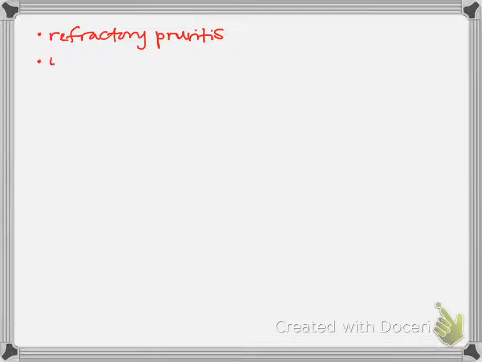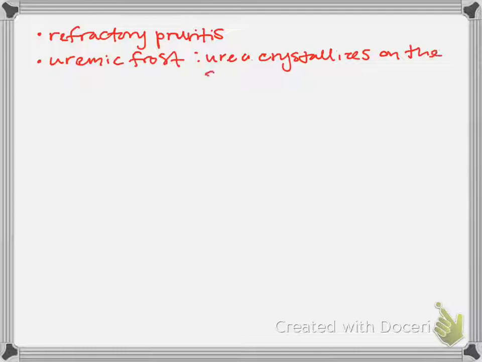There's also something called uremic frost, which is associated with very late stage renal failure. This is where urea crystallizes on the skin and is usually associated when blood urea nitrogen exceeds 200 milligrams per deciliter.